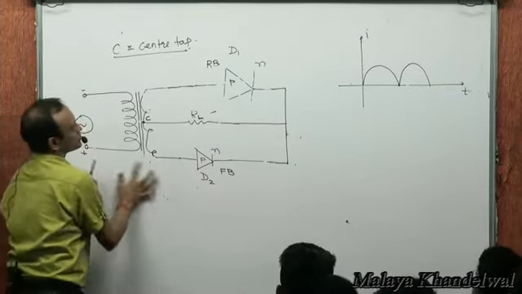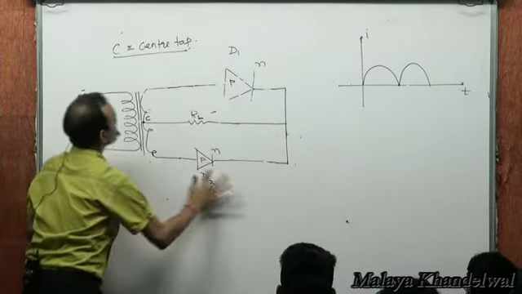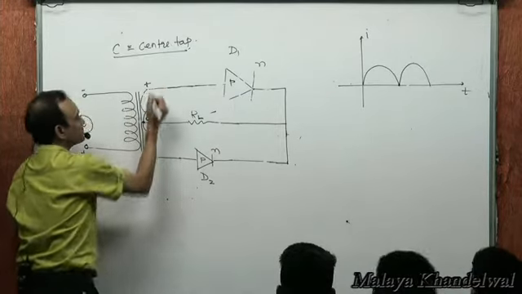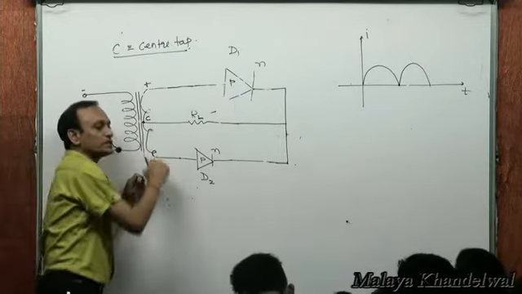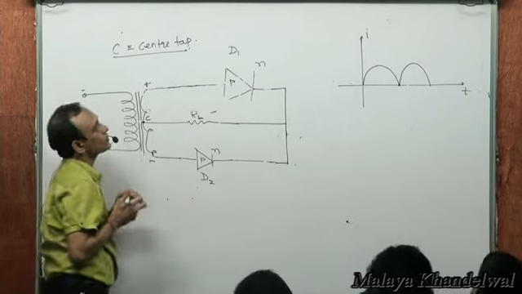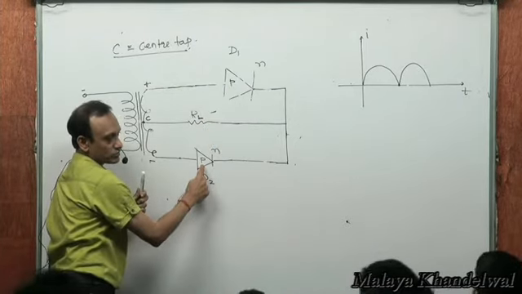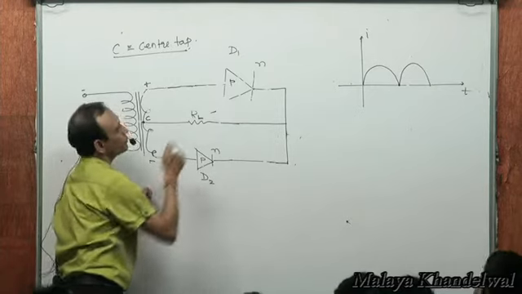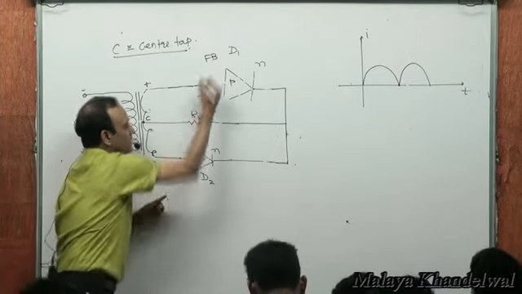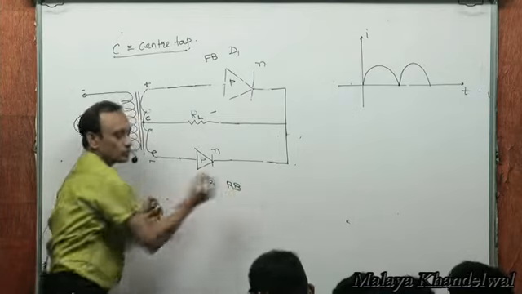See, Trishanu, forget all of this. There is a half of the cycle in which this is at a higher potential, this is at a lower potential. Do you then realize this is in a forward bias mode? This is in a reverse bias mode. Yes or no? This is in a forward bias mode and this is in a reverse bias mode.